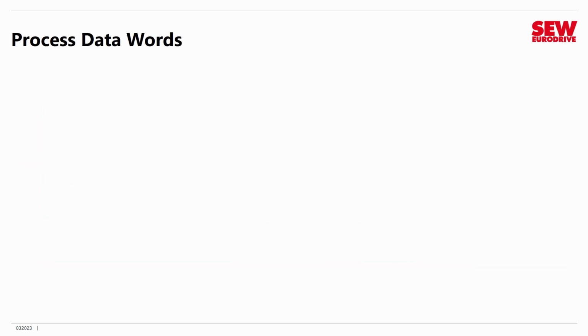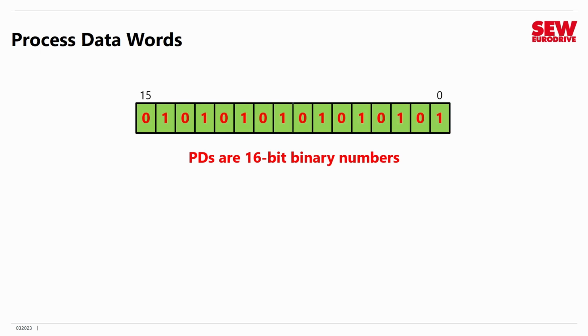All right, let's talk about process data words, what they're like, how they work. First of all, process data words are 16-bit binary numbers. We've been working with 32-bit binary numbers a lot in the last sessions as we learned about things in IPOS, because IPOS works with 32-bit numbers primarily. But PDs are actually smaller. They're 16-bit binary numbers. This is a typical process data word. And again, its bits are numbered just like IPOS variables were, starting at bit 0 and going up to a maximum, in this case, only 15 instead of 31.